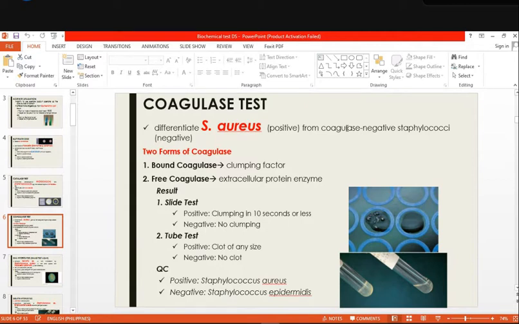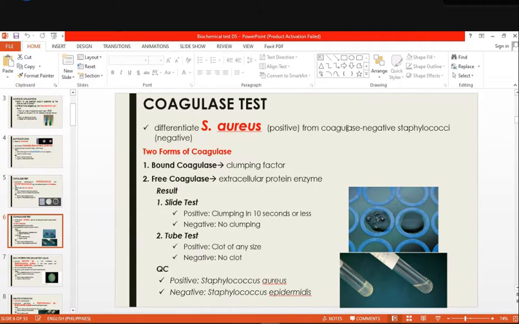So, ang practical application na naman natin dito, you always get your practical application doon sa inyong self-study guide, is that it differentiates the genus Staphylococcus into two groups. Ano yung two groups? Now, you have your coagulase positive and you have your coagulase negative.